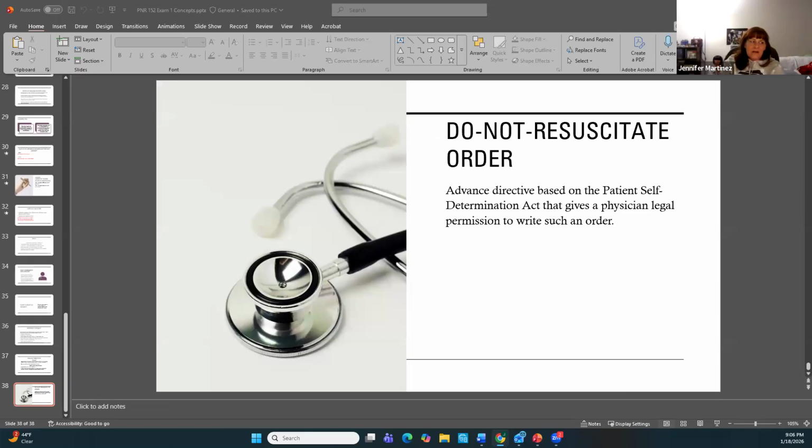And then we have a DNR. A do not resuscitate order is an advance directive. It's based on the Patient Self-Determination Act, which gives a healthcare provider legal permission to write such an order. So if you say you want to be DNR, the medical provider can write that DNR order, which states that in the event you go into cardiac or respiratory arrest, we are not going to resuscitate you.